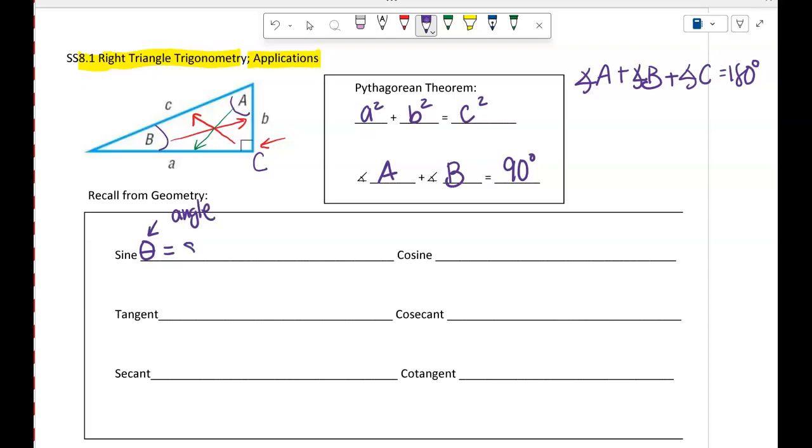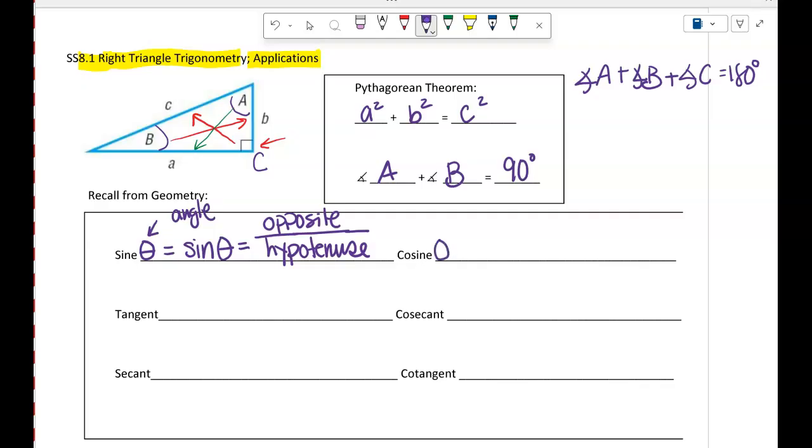And we abbreviate sine to go like this, S-I-N, but we don't say sin, so make sure we don't say sin. So it's still sine, and sine of an angle is going to be opposite leg divided by your hypotenuse, okay? Opposite leg divided by hypotenuse.